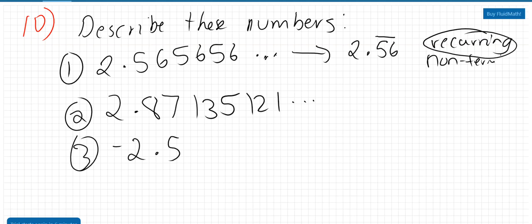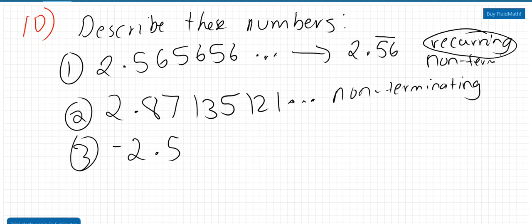Okay, number 2, let's have a look at our decimal places. Is there a pattern that you can see? 8, 7, 1, 3, 5, 1, 2, 1. There is no pattern. And these 3 dots are telling me it's never going to end. So therefore, to describe this decimal, at this stage, I will say it's non-terminating.